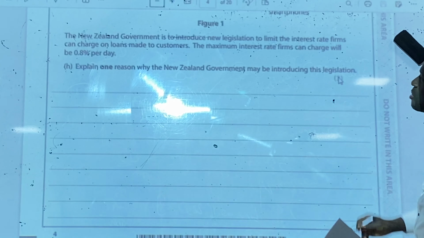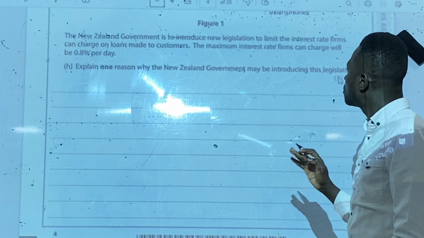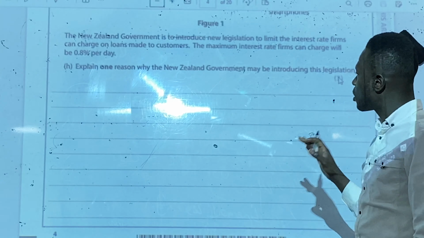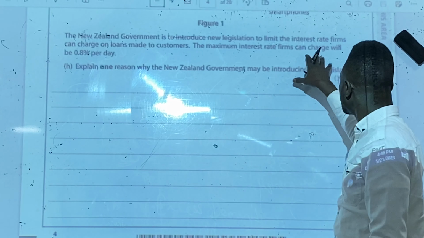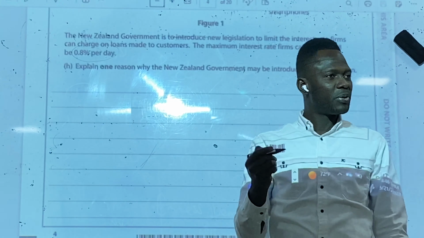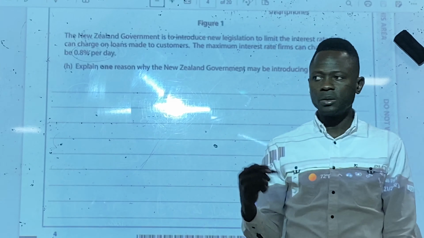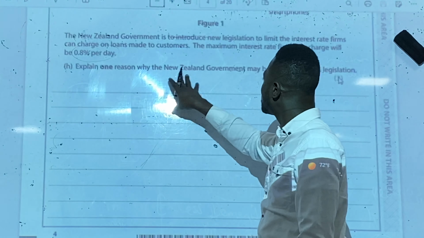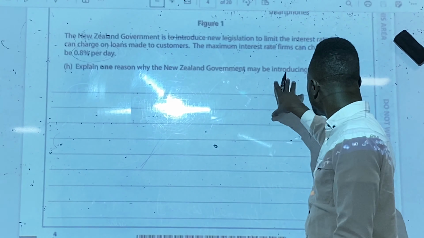Now, they said the New Zealand government is to introduce new legislation to limit the interest rate firms can charge on loans made to customers. The maximum interest rate firms can charge will now be this amount. What is interest rate? Interest rate is the price of borrowing, right? Or saving. That is interest rate. So the question says to give one reason why the New Zealand government may be introducing this legislation.